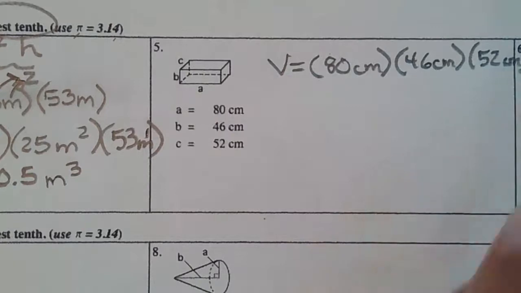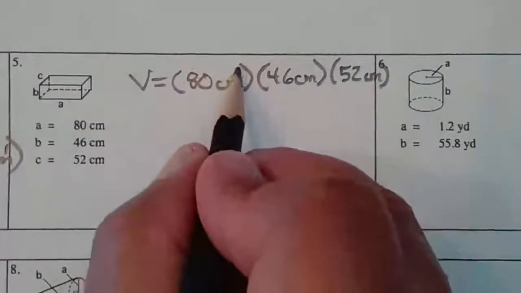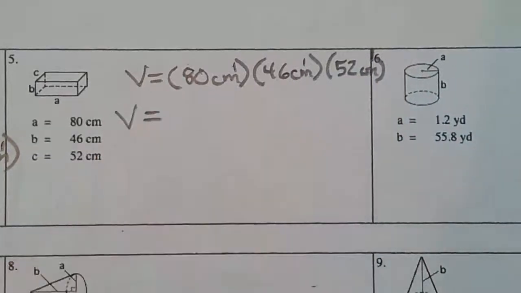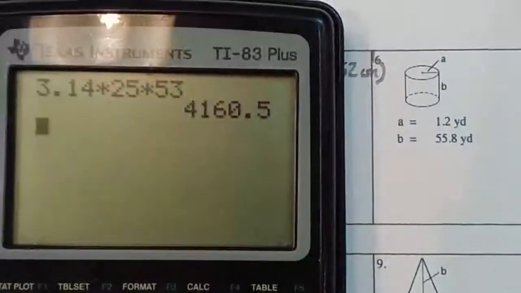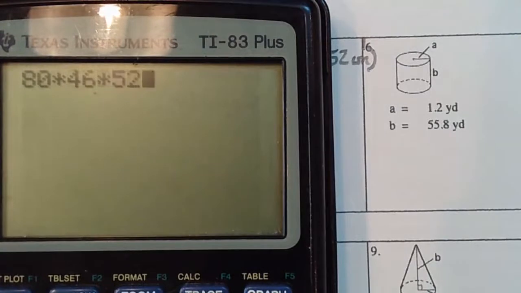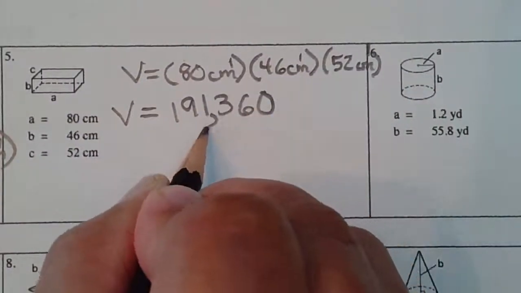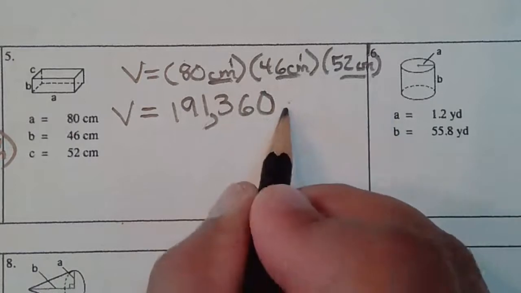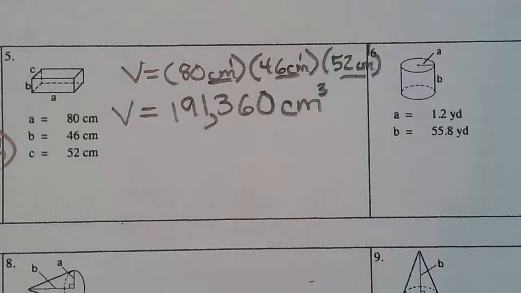And not only are these numbers getting multiplied, which your calculator will help you with, but the units are being multiplied. It's centimeters to the first degree times centimeters to the first degree times centimeters to the first degree. So your volume is going to be, let me put the numbers in the calculator, 80 times 46 times 52. And I get 191,360. And it's centimeters times centimeters times centimeters. When you're multiplying like bases, you add the powers. So again, three-dimensional concept. Okay, that's a rectangular prism.